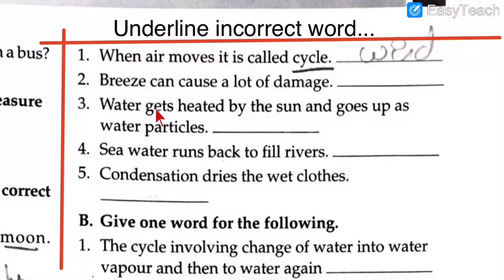So let us start solving question 1. Underline the incorrect word and write the correct one. Number 1. When air moves, it is called cycle. Is it so? No. When the air moves, it is called wind. That is why I have underlined the incorrect word and written the correct one, which should come instead of cycle. This is what you have to do for all the remaining questions of main question 1.